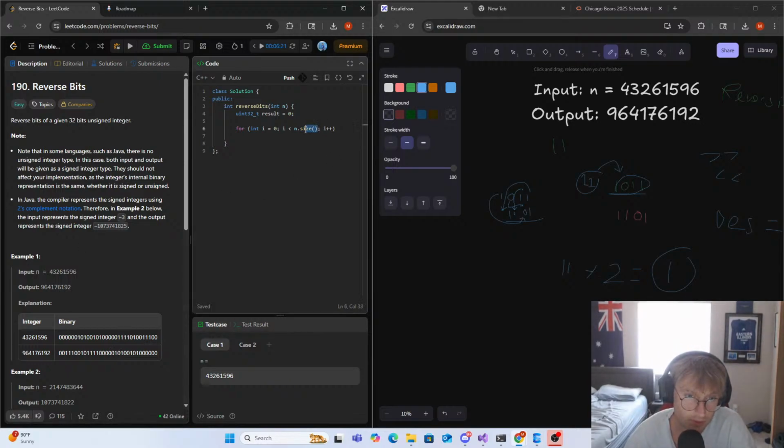So I believe we want to do n size here. We would do 32, right? Because we want to loop through 32 bits, because we're working with a 32-bit unsigned integer. That means everything's positive if it's unsigned.